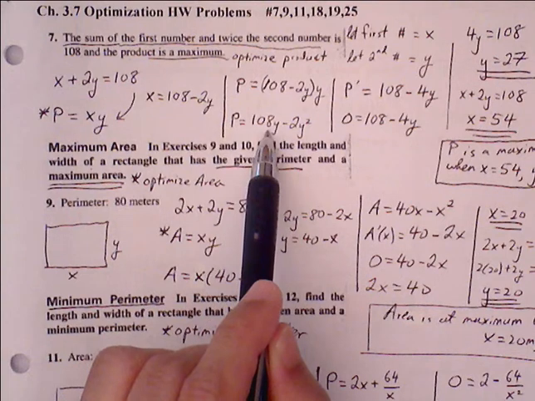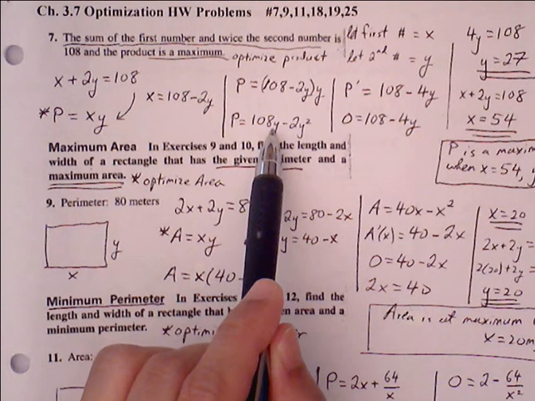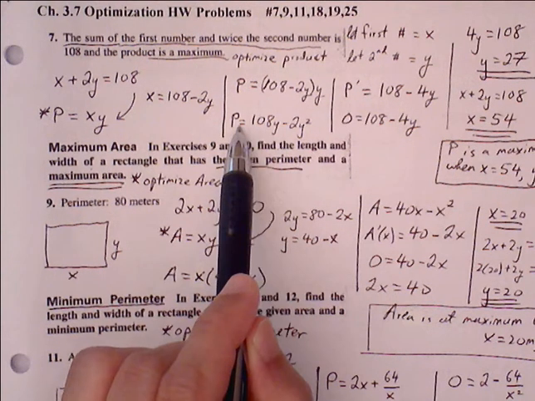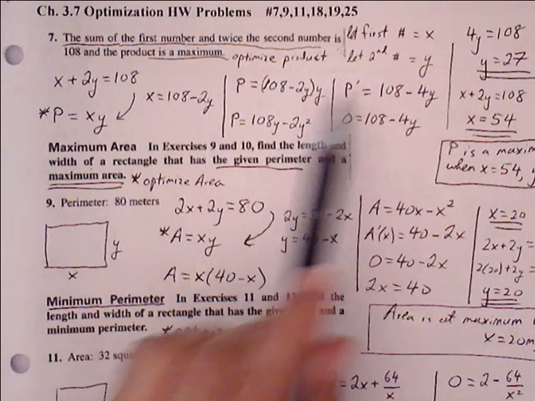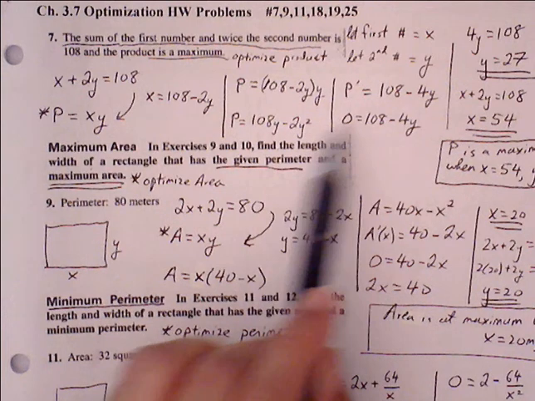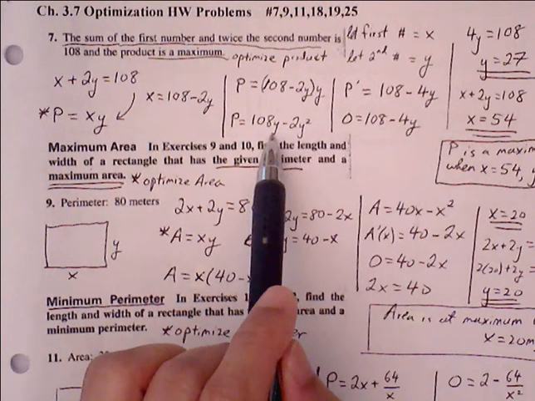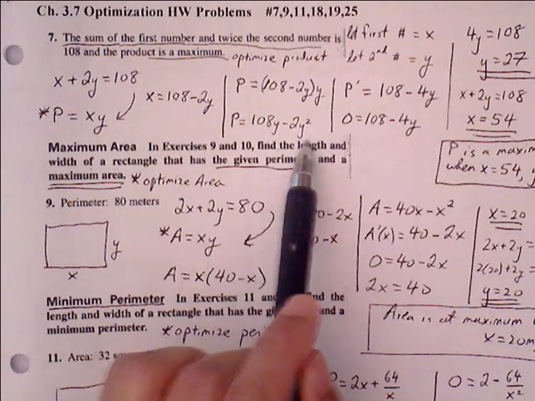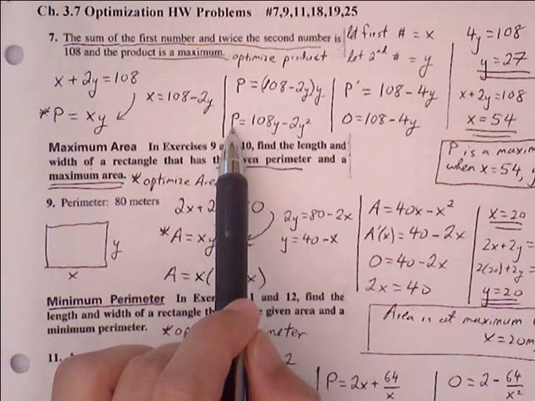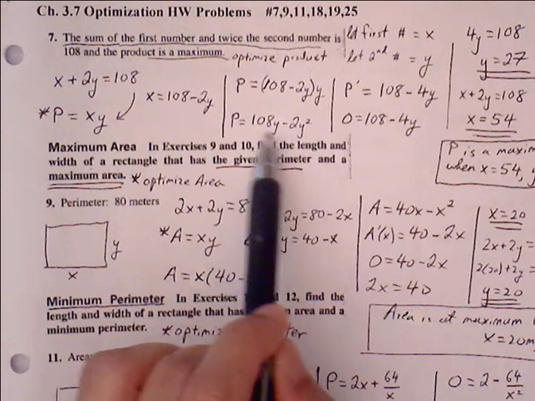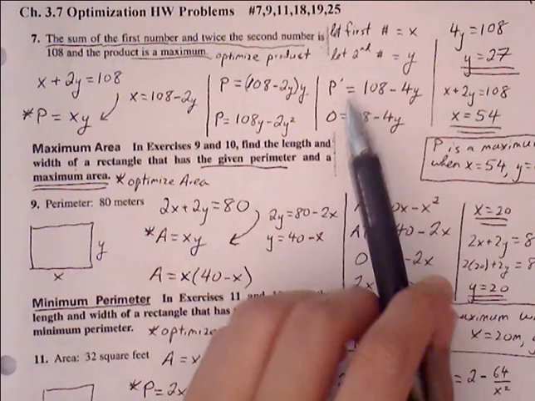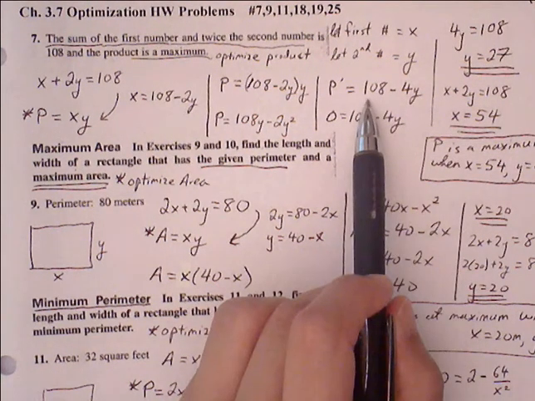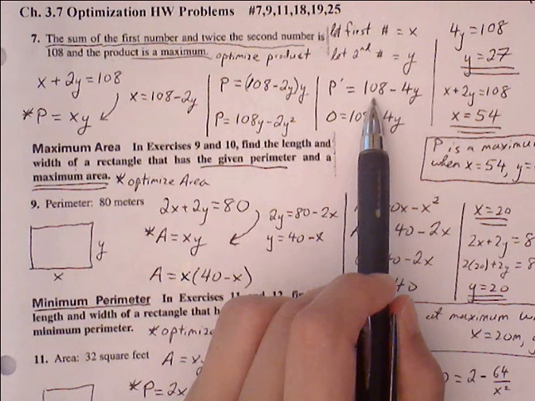So we found our equation. We've gotten that equation down to one variable, and now it's just a matter of finding the derivative, setting it equal to 0, and solving for that variable. So P prime, okay, we're ready to find the derivative. We just go through the power rule. 108y becomes 108. Negative 2y squared becomes negative 4y. Notice that we don't have to worry about d over dt or dy over dx. We don't have time being the independent variable, so there's no related rates going on here. We just find the derivative as we see it with respect to y. So P prime is equal to 108 minus 4y.